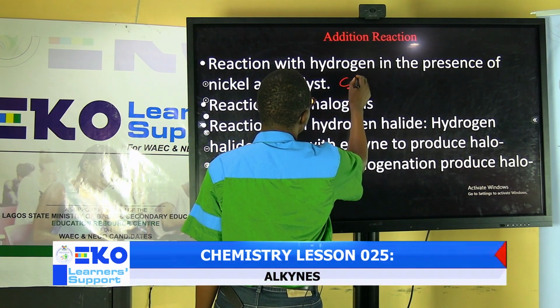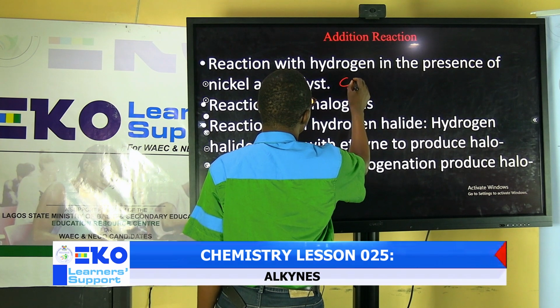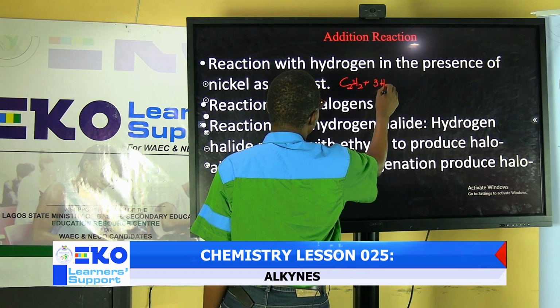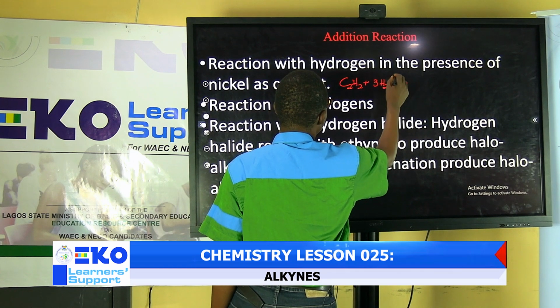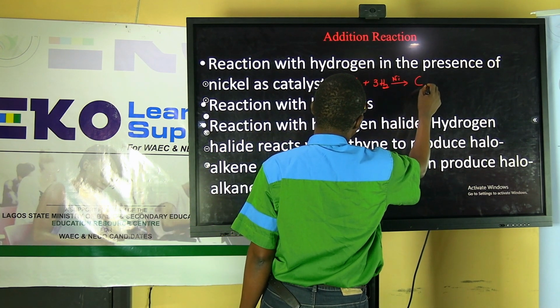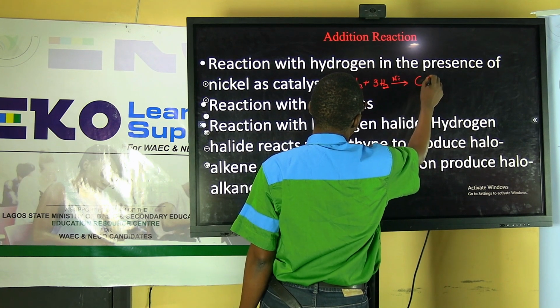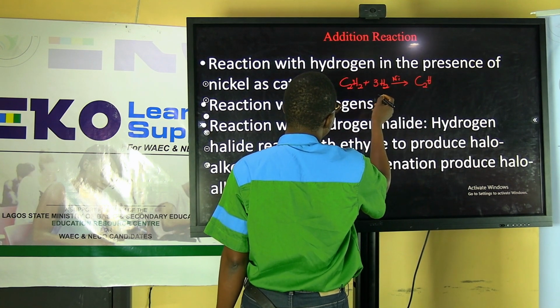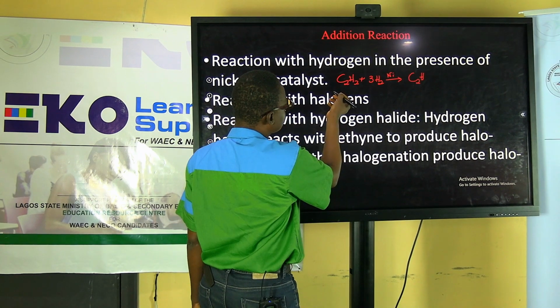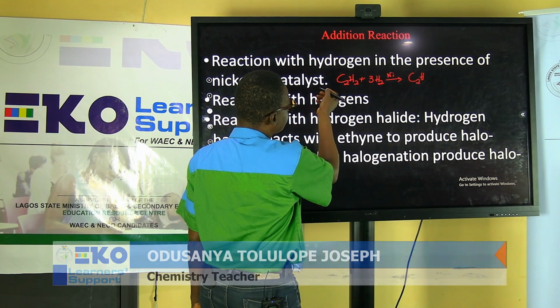If I have C2H2, as you know, then I pass 3 molecules of hydrogen gas to it in the presence of nickel. So what we give is C2, H what? Count. 3 times 2, 6. So what is it going to give you in this particular case?